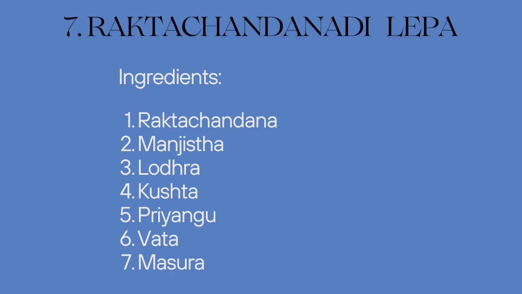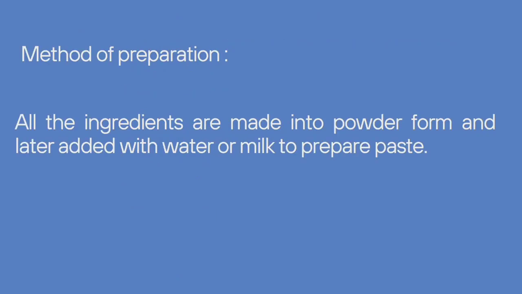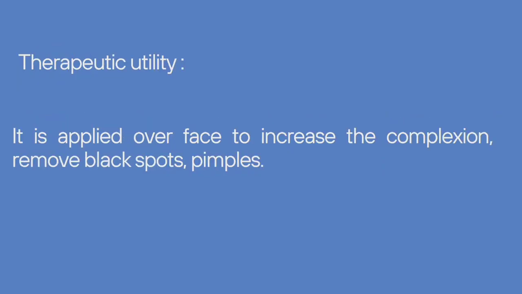Raktachandanadi Lepa ingredients: Raktachandana, Manjishta, Lodra, Kushta, Priyangu, Vata, Masura. Method of preparation: all the ingredients are made into powder form and later added with water or milk to prepare a paste. Therapeutic utility: it is applied over the face to increase the complexion, remove black spots and pimples.